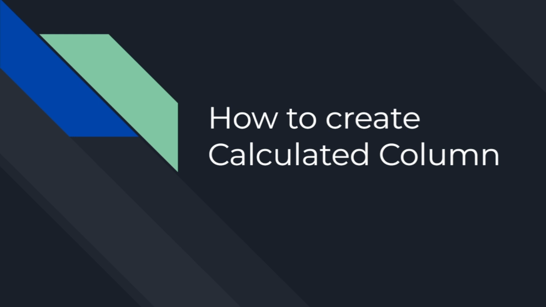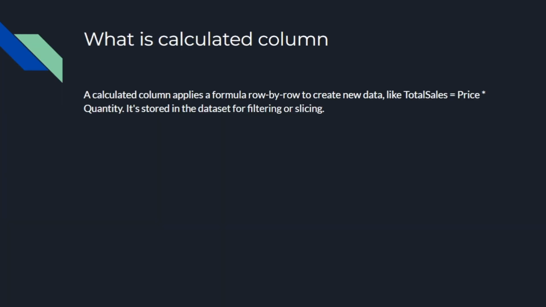So today we're going to be working on how to create a calculated column. So what's a calculated column? A calculated column applies a formula row by row to create new data, for example, total sales equals price times quantity.